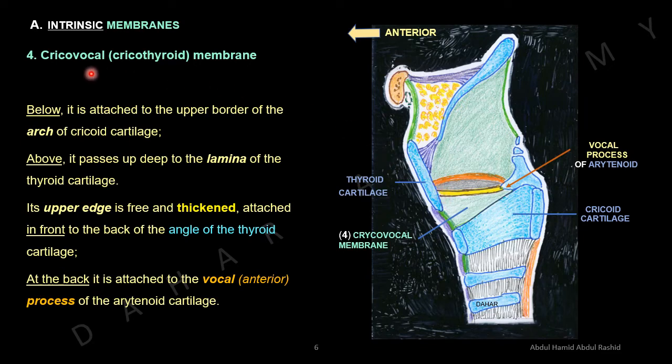Now, if we talk about this membrane, the cricovocal membrane, it is attached inferiorly to the upper border of the arch of the cricoid cartilage. Above, it forms a free margin that is thickened and called the vocal cord. Posteriorly, it is attached to the anterior process of the arytenoid cartilage. Anteriorly, it is attached to the thyroid angle.